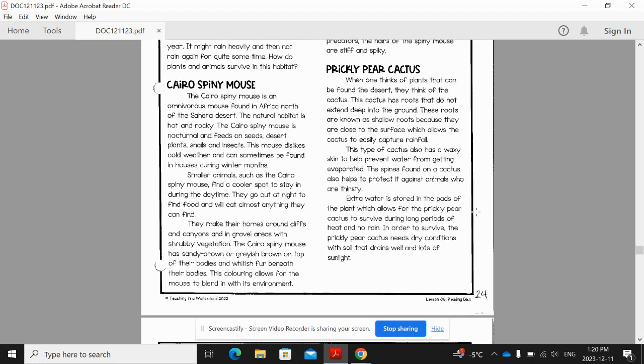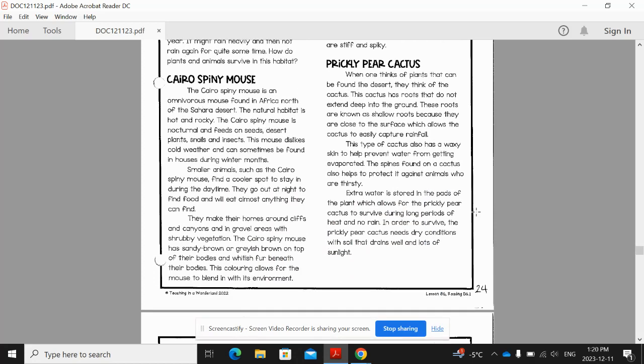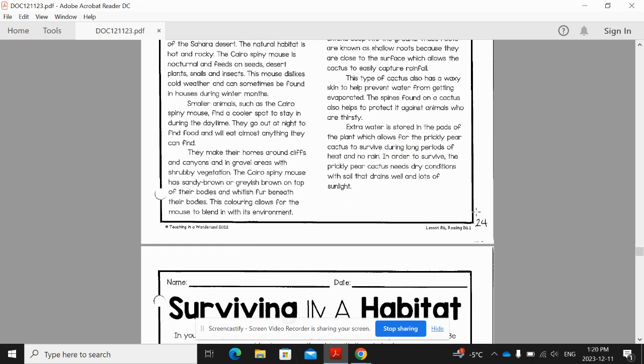The prickly pear cactus. When one thinks of plants that can be found in the desert, they think of the cactus. This cactus has roots that do not extend deep in the ground. These roots are known as shallow roots because they are close to the surface, which allows the cactus to easily capture rainfall. This type of cactus also has a waxy skin to help prevent water from evaporating.